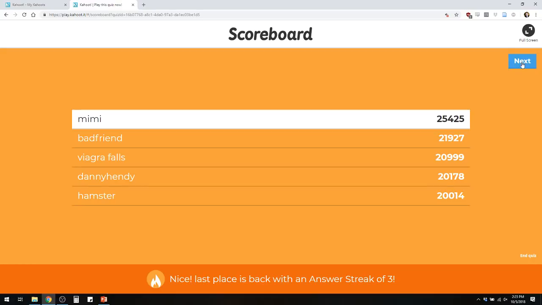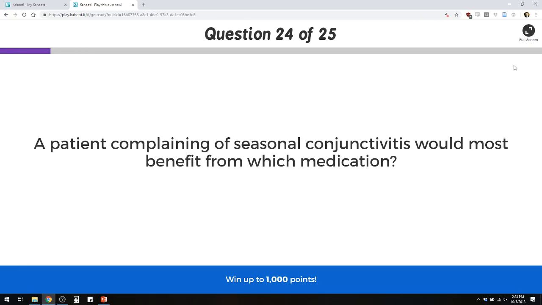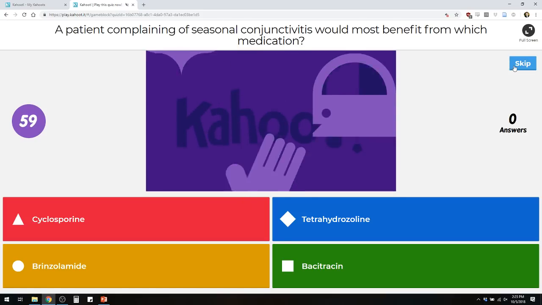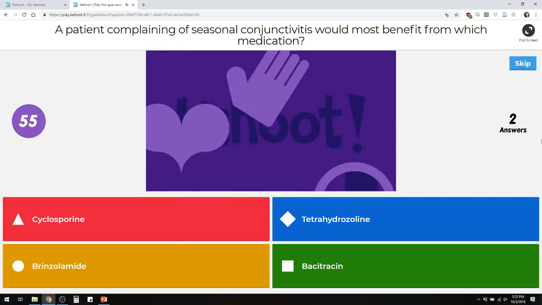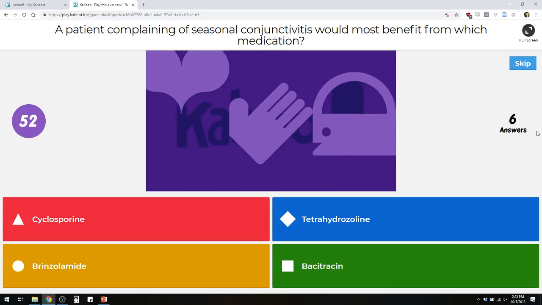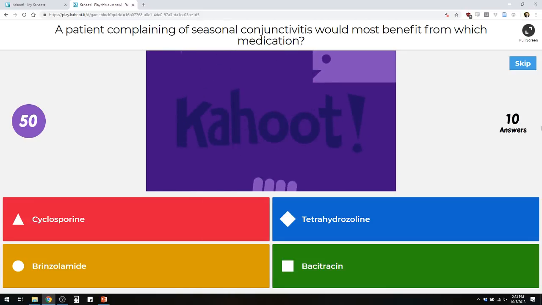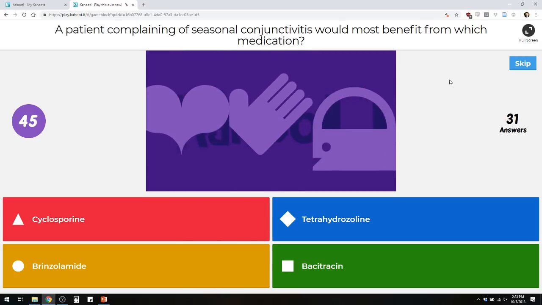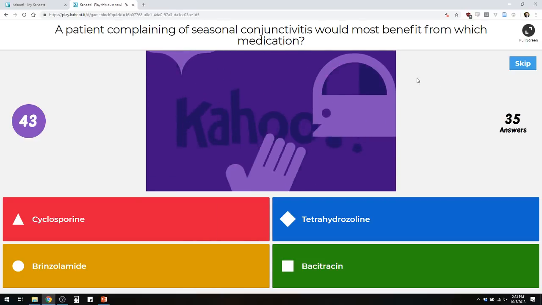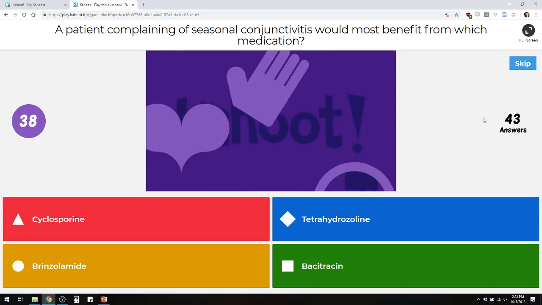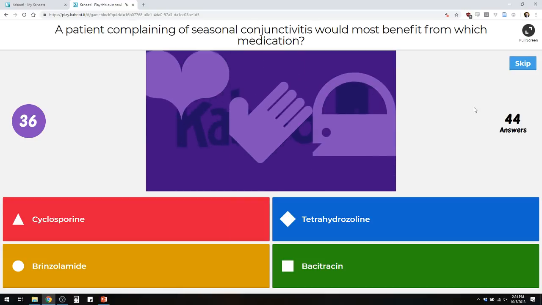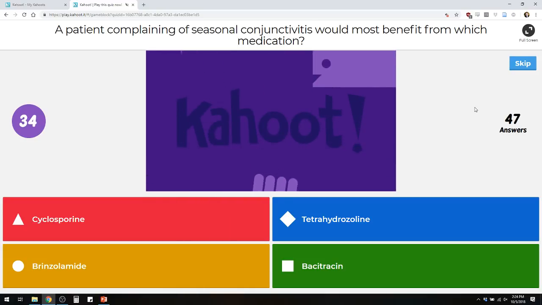Good. Let's see. A patient complaining of seasonal conjunctivitis would most benefit from which medication? Cyclosporin, tetrahydrozoline, brinzolamide, or bacitracin. Seasonal conjunctivitis. Again, I'll have brand names on the test, so don't worry too much about that. Cromolyn sodium, not an option. So maybe could be used.